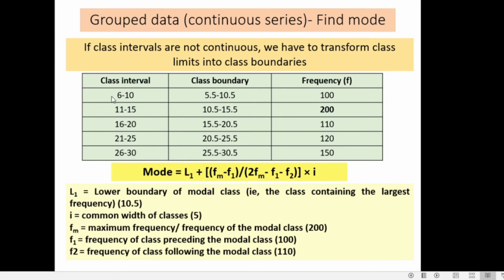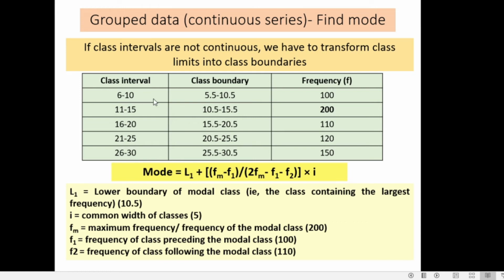These class intervals are not continuous. If here it would have been 10, it would have been a continuous class interval, but it is not. So we have to convert it into class boundaries. So 6 to 10 is converted to 5.5 to 10.5. 11 to 15 is converted to 10.5 to 15.5. 16 to 20 is converted to 15.5 to 20.5. That means we subtract 0.5 from 6 and add 0.5 to 10.